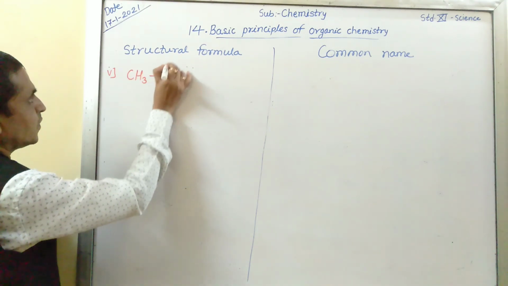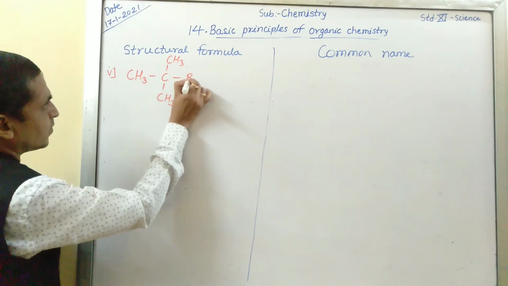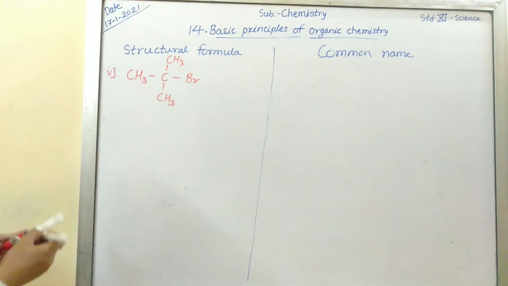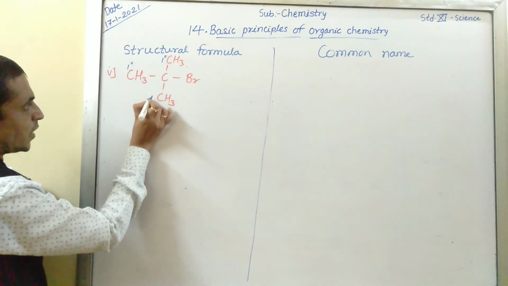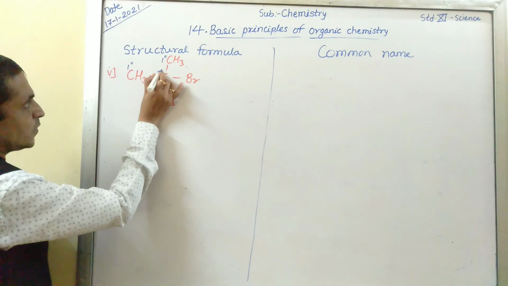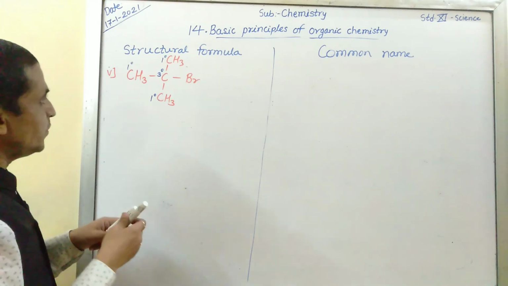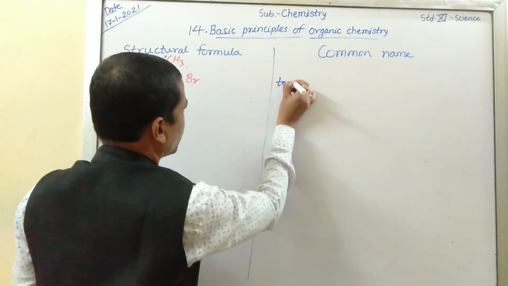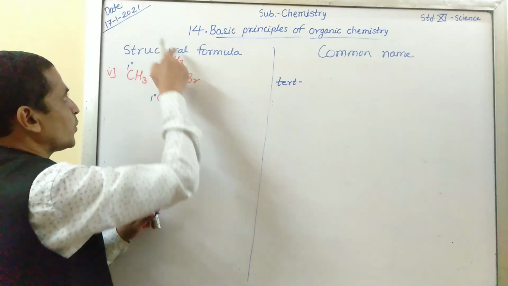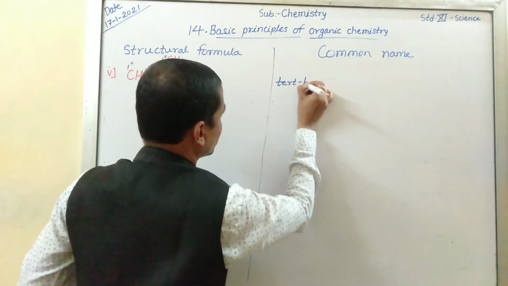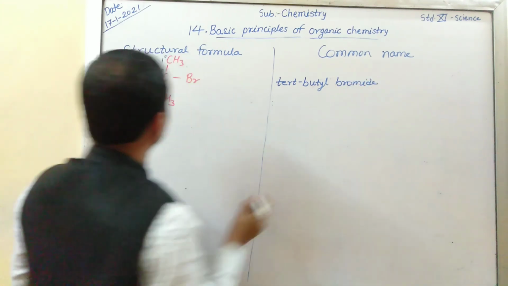(CH3)3C-Br. Now see, again here, this carbon atom is primary. This carbon atom is primary. But this carbon atom is tertiary, because it is attached to 1, 2 and 3 carbon atoms. So here the name is tert. How many carbon atoms? 1, 2, 3, 4. Total number of carbon atoms is 4. So here you get tertiary butyl, and Br means bromide.